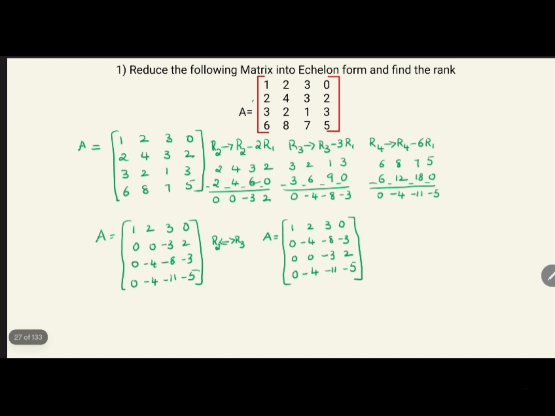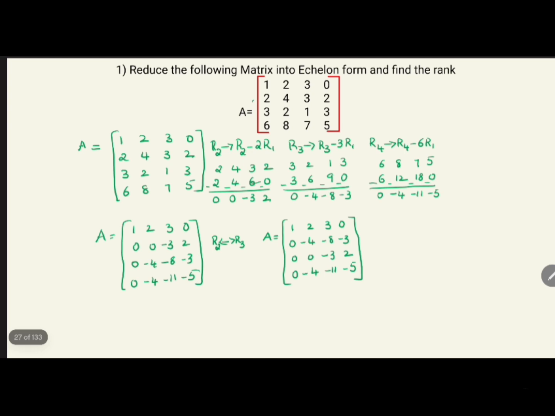I should make the elements below A22 zero. So this is A22, right? These two I should make 0. But this is already 0, so there is no need. But I should make use of R2 here. Once see the steps, students, go through the steps once again. In order to make this 0, I should use R2.